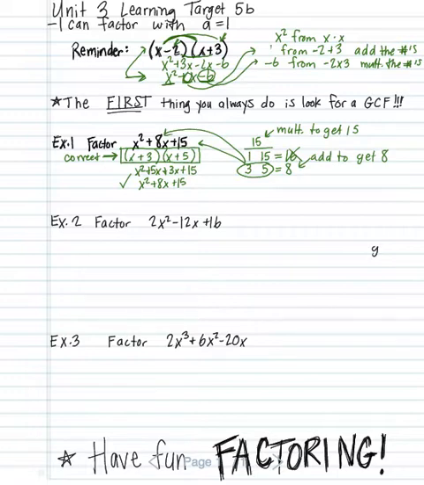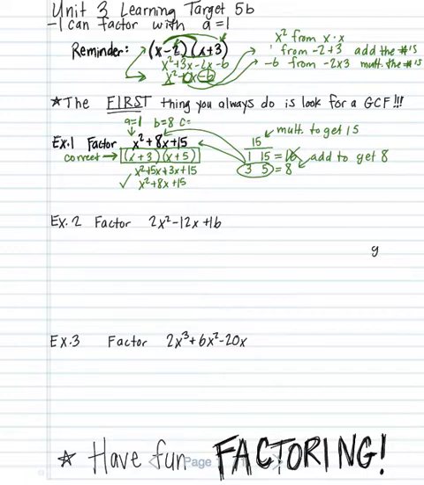Alright, example 2. Factor 2x squared minus 12x plus 16. Always the first thing you look for is the greatest common factor. And I'm noticing that each of these could be divided by 2. So we put a 2 out front. What we have left, our 2's cancel. X squared. Negative 12 divided by 2 is negative 6 x. 16 divided by 2 is 8.